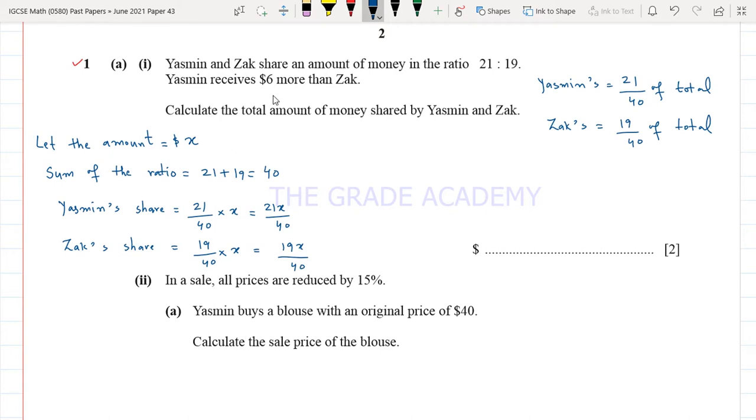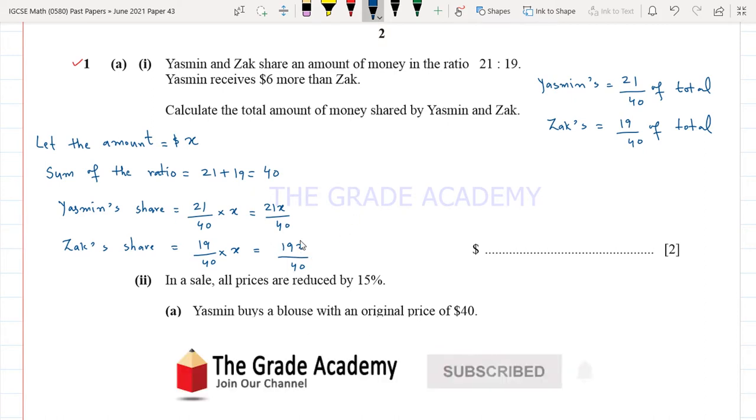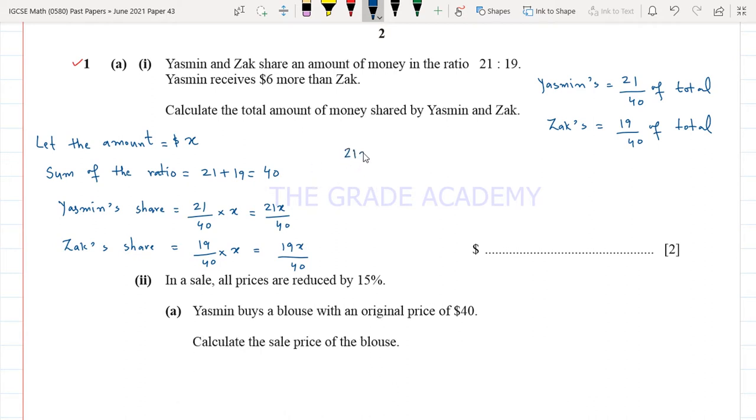Now, Yasmin receives $6 more than Zak. This means that the difference between Yasmin's share and Zak's share is $6. So if we subtract Zak's share from Yasmin's share, we get 6. So 21x over 40 minus 19x over 40 is equal to 6. We can write the left hand side as 21x minus 19x, which is 2x over 40, which is equal to 6.